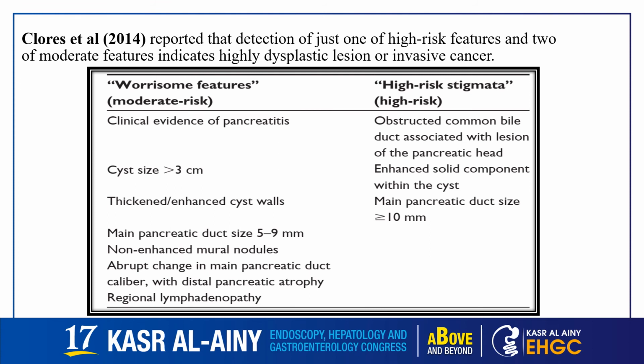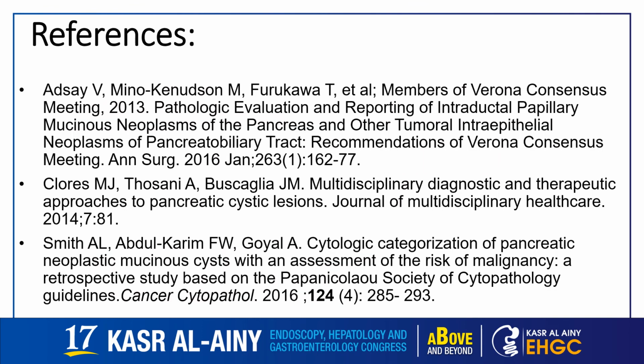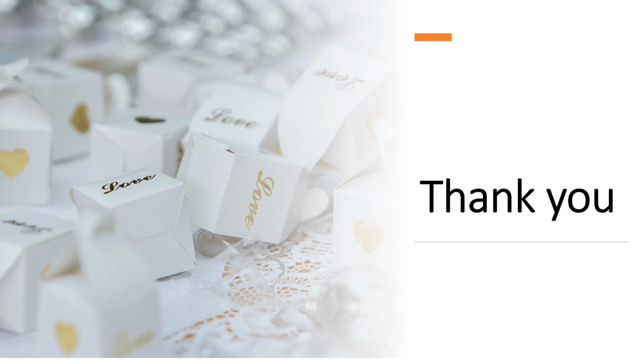High-risk features are obstruction at the common bile duct associated with a lesion at the head, or an enhanced solid component within the cyst, or main pancreatic duct size equal to or more than 10 mm. Moderate features are clinical evidence of pancreatitis, cyst size more than 3 cm, thickened or enhanced cyst wall, main pancreatic duct size from 5 to 9 mm, non-enhanced mural nodules, abrupt change in main pancreatic duct caliber with distal pancreatic atrophy, or regional lymphadenopathy. Thank you for your attention.